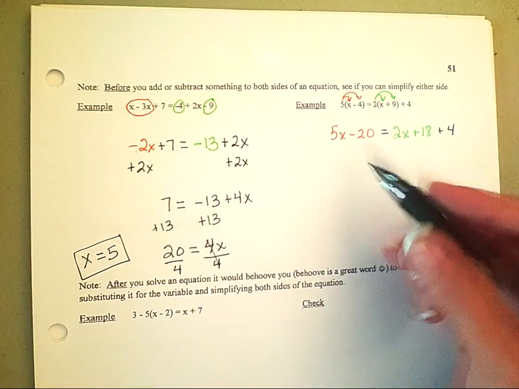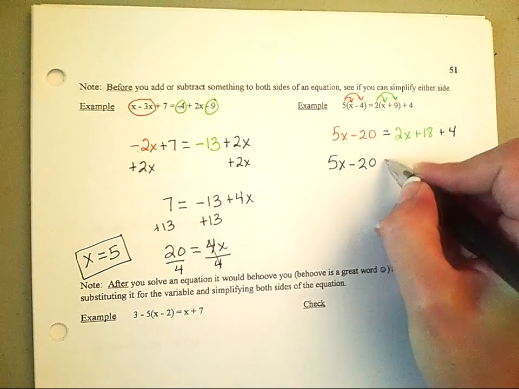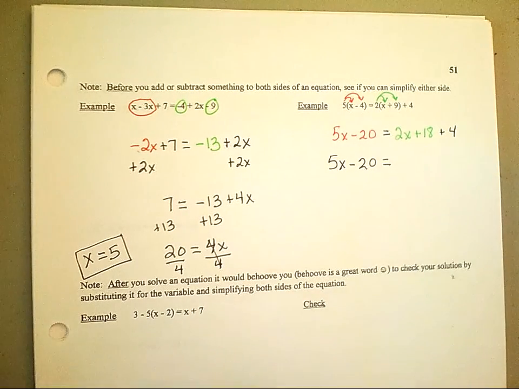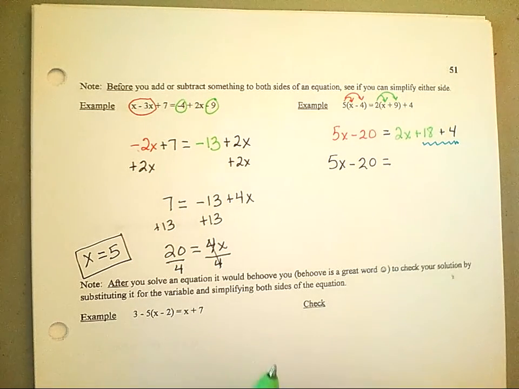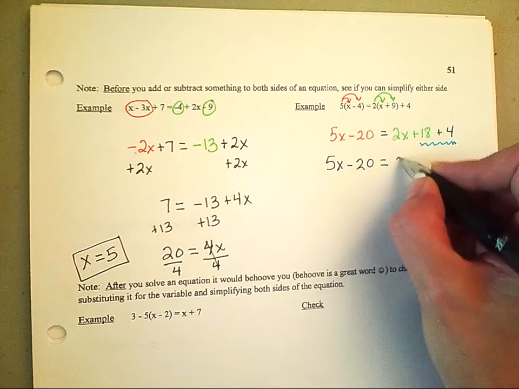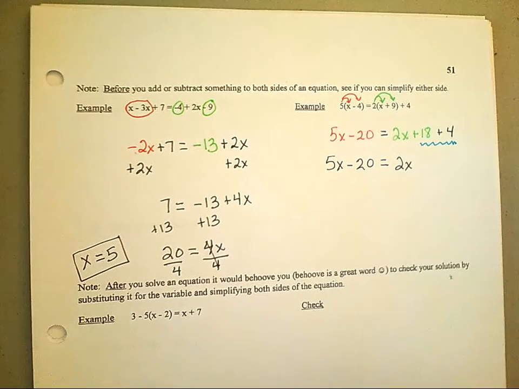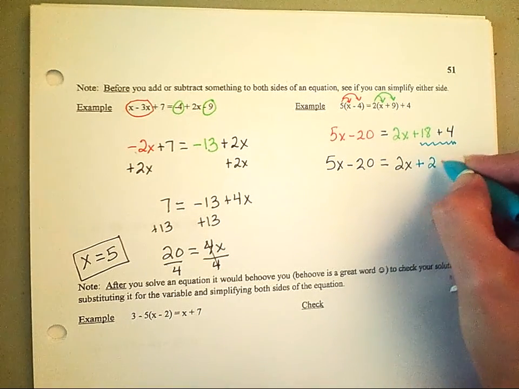Now let's see if we can simplify each side. Now this side is already simplified. There's no like terms to combine. However, here, I could add the 8 and the 18 and the 4, so the 2x will stay by itself, and 18 plus 4 is 22.